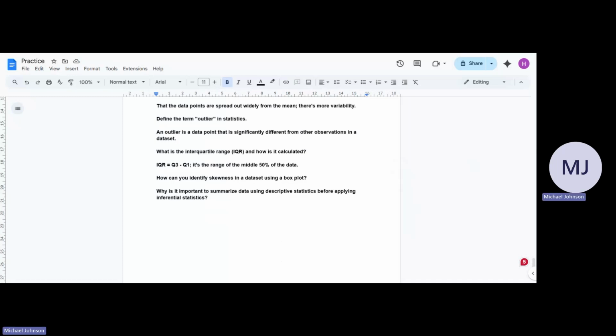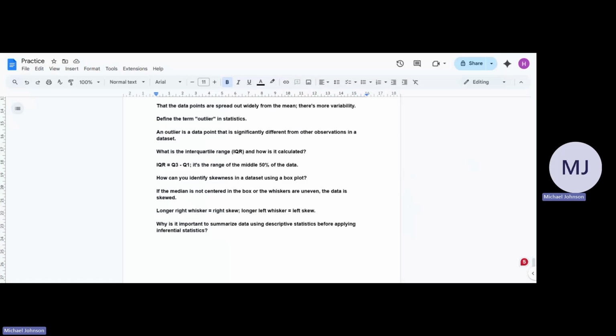And then how can you identify skewness in a data set using a box plot? If the median is not centered in the box or the whiskers are uneven, the data is skewed. Long right whisker equals right skew. Longer left whisker, left skew.